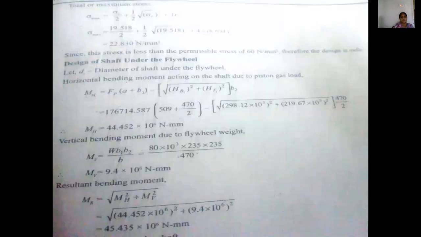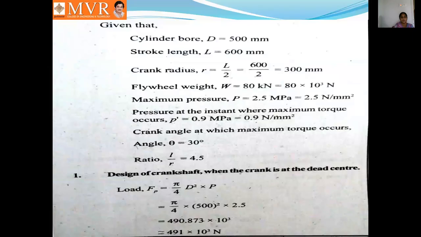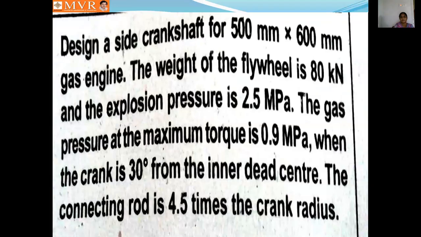But equivalent twisting moment TE is equal to 5 by 16 into ds whole cube into tau. You will substitute all the values, you will get tau is equal to 7.395 Newton per mm square. Since the induced shear stress is less than the permissible stress of 30 Newton per mm square to 40 Newton per mm square, the design is safe. This is the problem which we have discussed in this session. Okay.